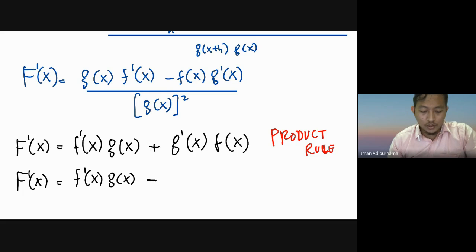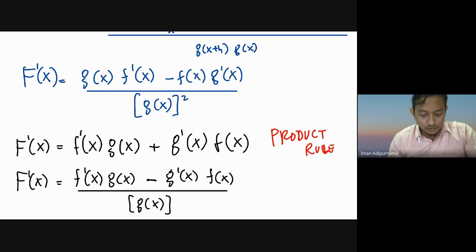But here, what I want to suggest to you is just write this similarly, so you have a similar form. The difference is, in the product rule it's plus, in the quotient rule it's minus, and you need to divide by g of x squared. Okay, that's the difference. So this will be the quotient rule.